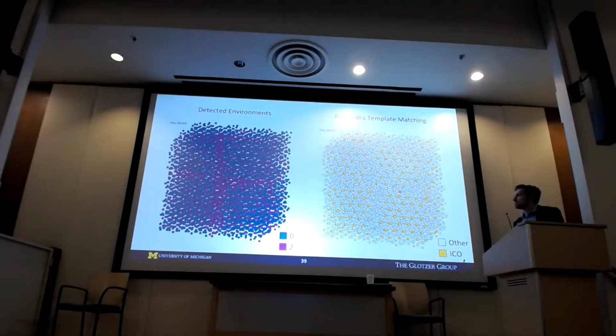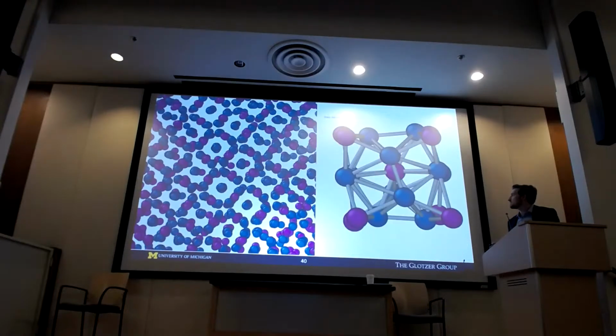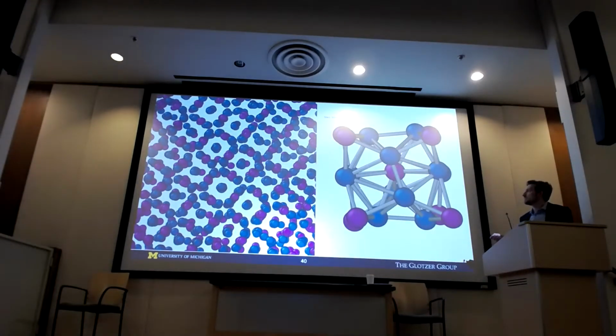We compared those again to polyhedral template matching, and you see that these purple environments correspond to an icosahedral arrangement of particles, and the blue particles to something else. This something else is the second Wyckoff position. So we can visualize the unit cell like this, and we see that these things very nicely correspond.